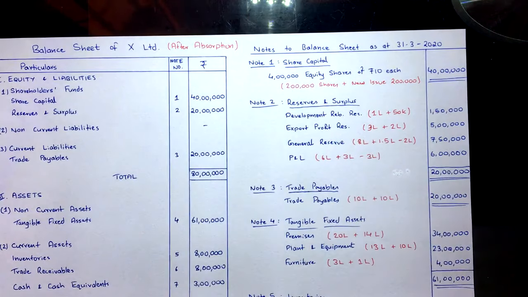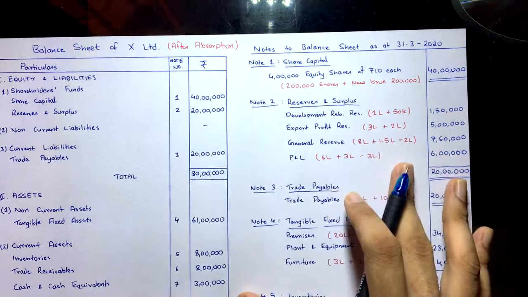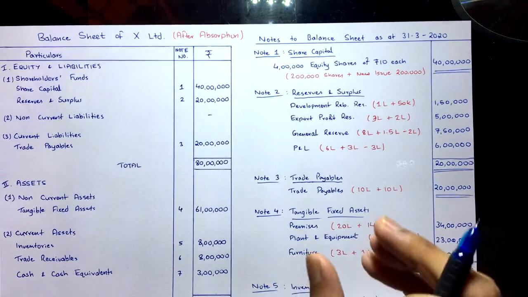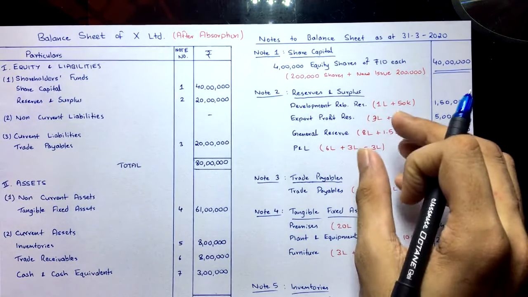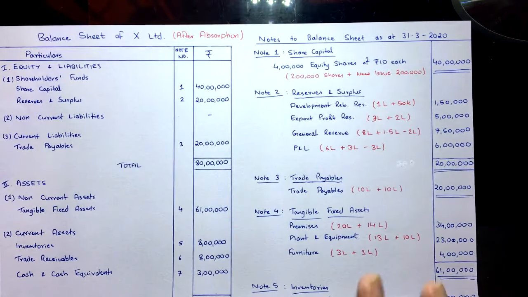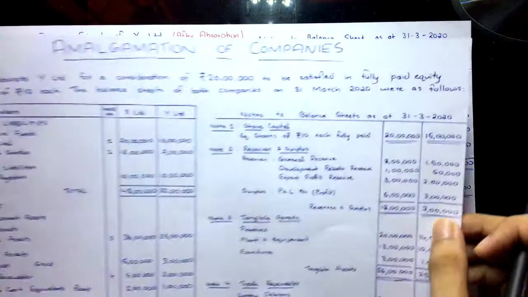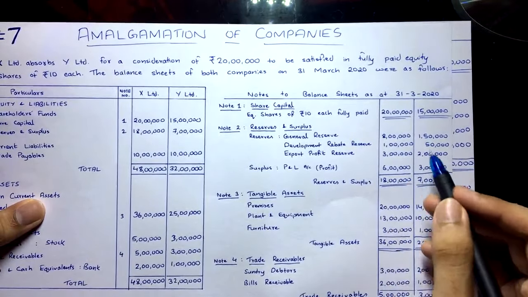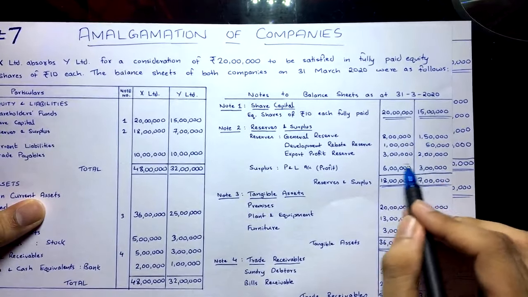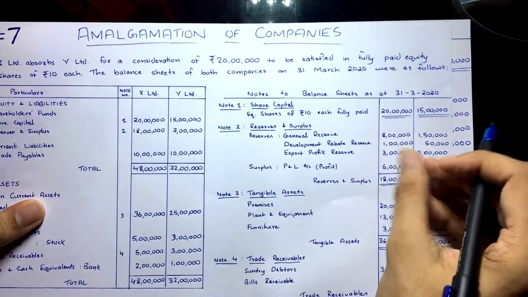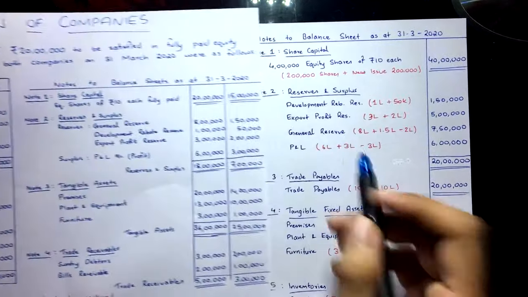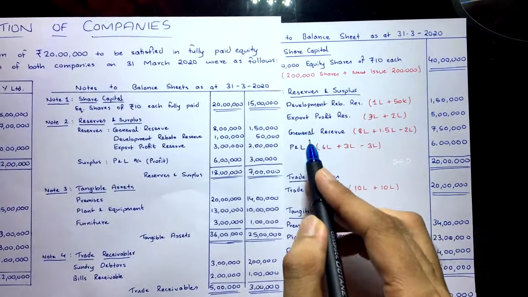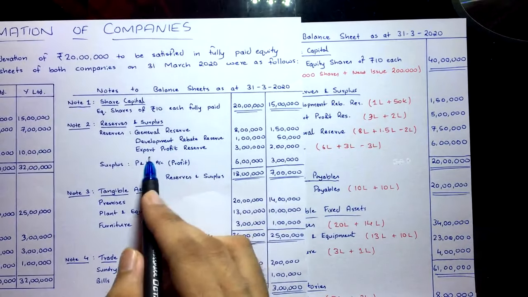Then note number 2, reserves and surplus. Now in reserves and surplus, this is the merger method. All the reserves are taken over. In the purchase method, only statutory reserves of the old company are recorded. But here, everything is taken over. In the merger method, everything is taken over at the book value. So simply you can add these things together. See here, it's very simple. Development rebate reserve, export profit reserve.